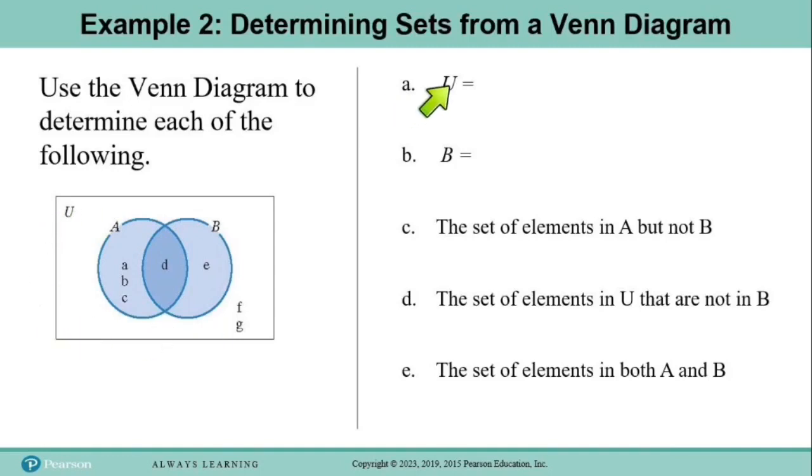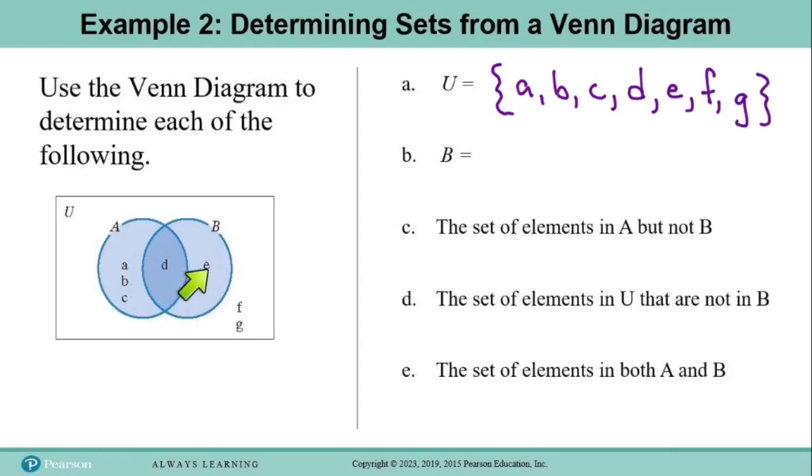So in part A, they asked us to list all the elements of the universal set. So of course we open a set of curly braces, and you can see that the universal set contains everything that's in both set A and set B, and then these other elements out here. So we'll just list them going from left to right, but as we've said before, the order of the elements is not important. So the universal set contains A, B, C, D, E, F, and G. And then set B contains all the elements that are inside the circle for set B. So that's going to be the elements D and E.